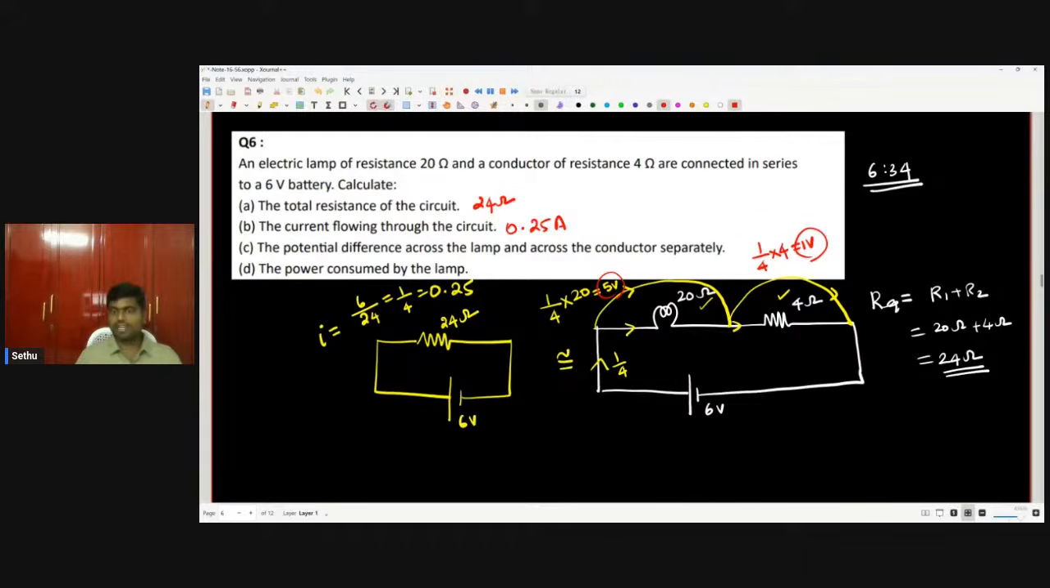That's the EMF of this particular battery. Right? So the potential difference across the lamp is actually 5 volt. Across the conductor is 1 volt. But when you add them together, this 5 volt plus 1 volt, you end up getting the 6 volt.